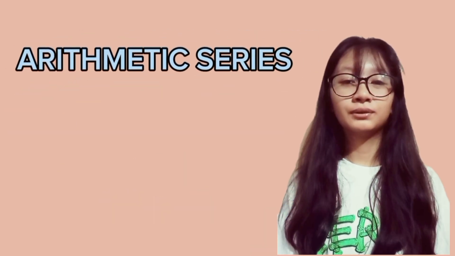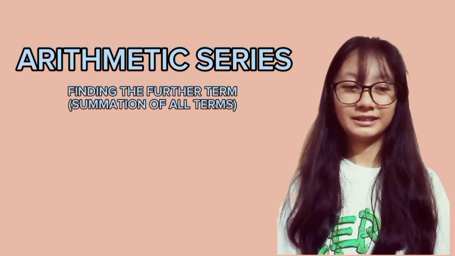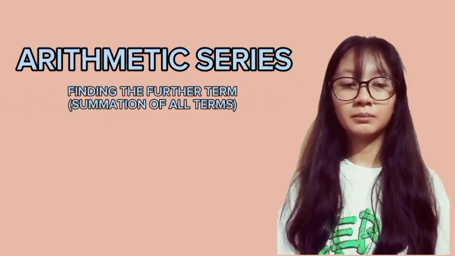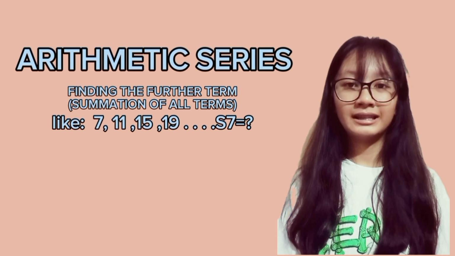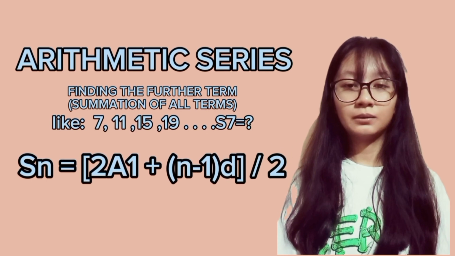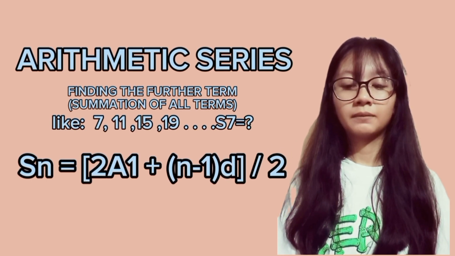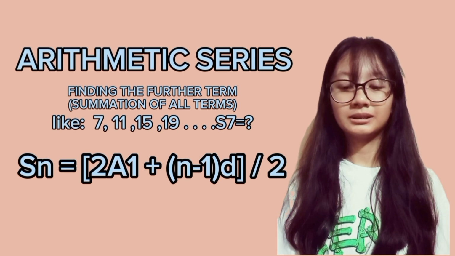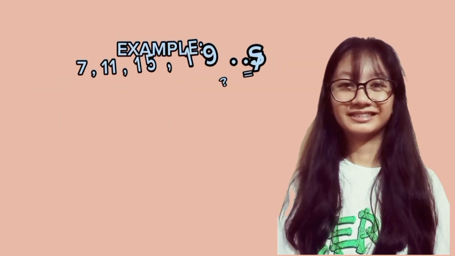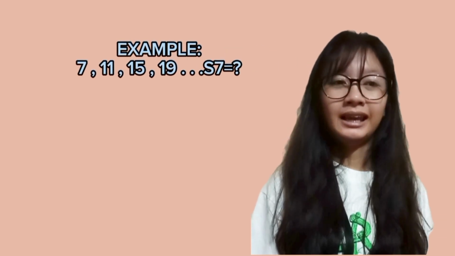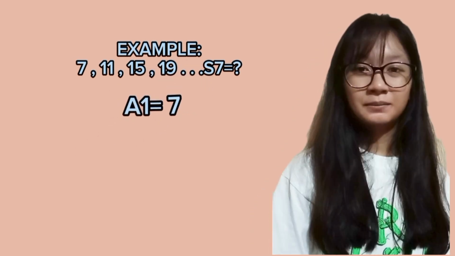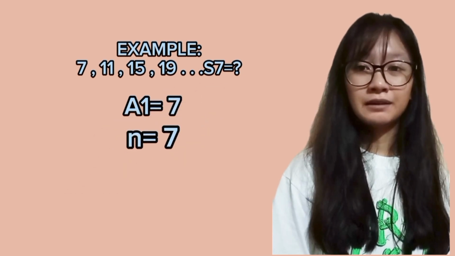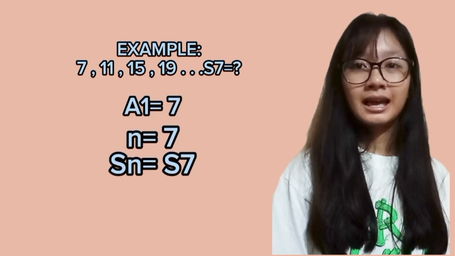Now let's move to the next topic, which is the arithmetic series. In this topic, we will find the further term, like 7, 11, 15, and 19. Let's find S sub 7. The formula for arithmetic series is S sub n equals n times the quantity 2 a sub 1 plus quantity of n minus 1 times d, over 2. Our sequence is 7, 11, 15, and 19. Our a sub 1 is 7, our n is 7, and our S sub n is S sub 7.